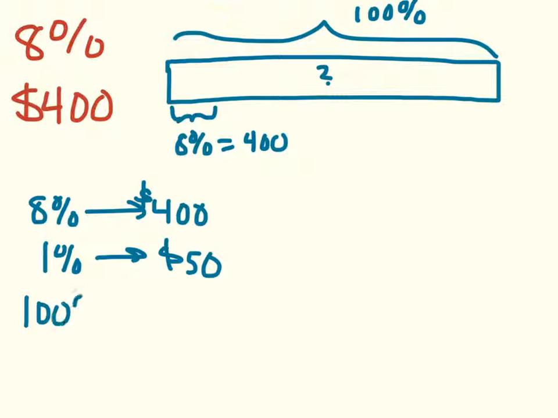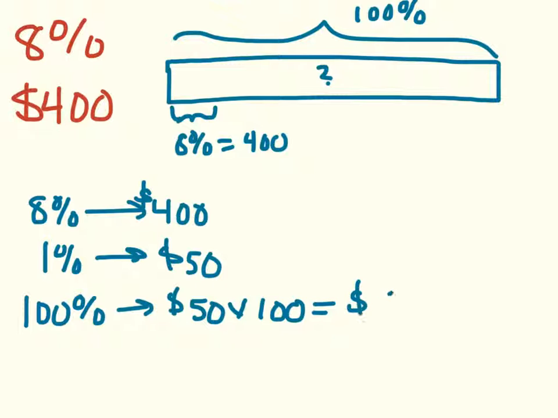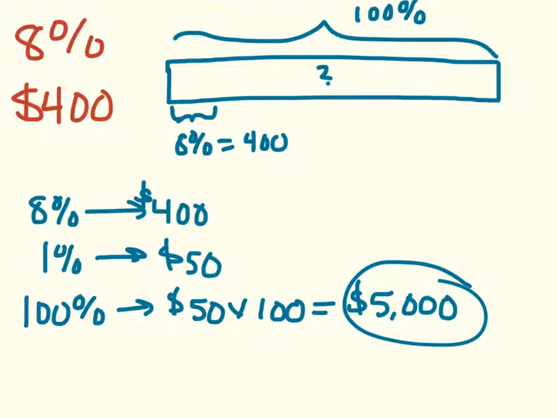So 100% would be $50 times 100 or $5,000. So let's check for reasonableness. Does the answer make sense? Well, let's apply some simple logic here. 8% is pretty close to 10%. 10% of $5,000 would be about $500. So $400 seems totally reasonable as 8%, correct? Yeah, I think this is reasonable.